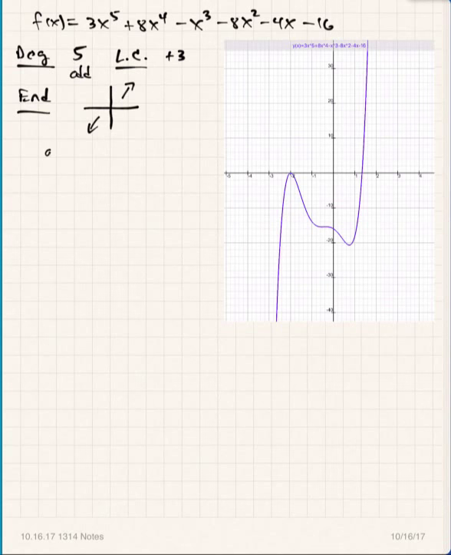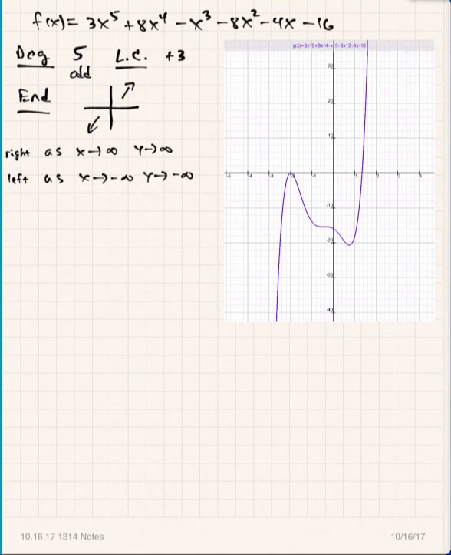In symbols, you could say that as x goes to positive infinity, that's to the right, y goes to positive infinity, and as x goes to negative infinity, as you go to the left, y is falling, and so y goes to negative infinity. Remember, this is to the right here, and this is to the left right here.